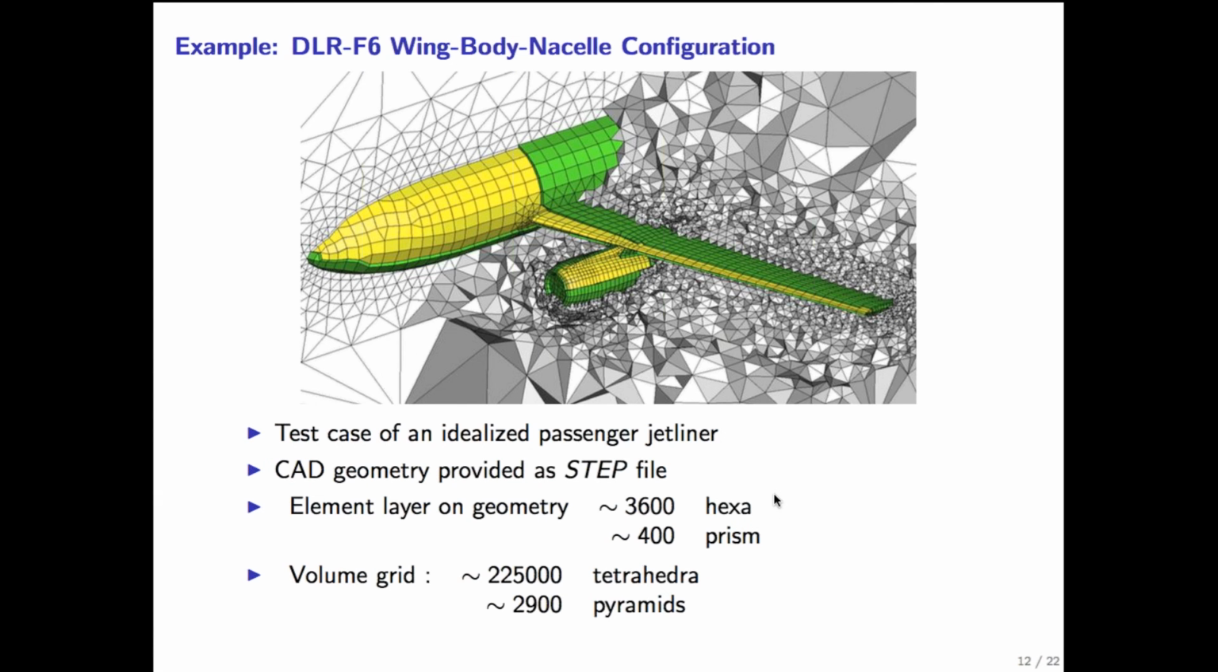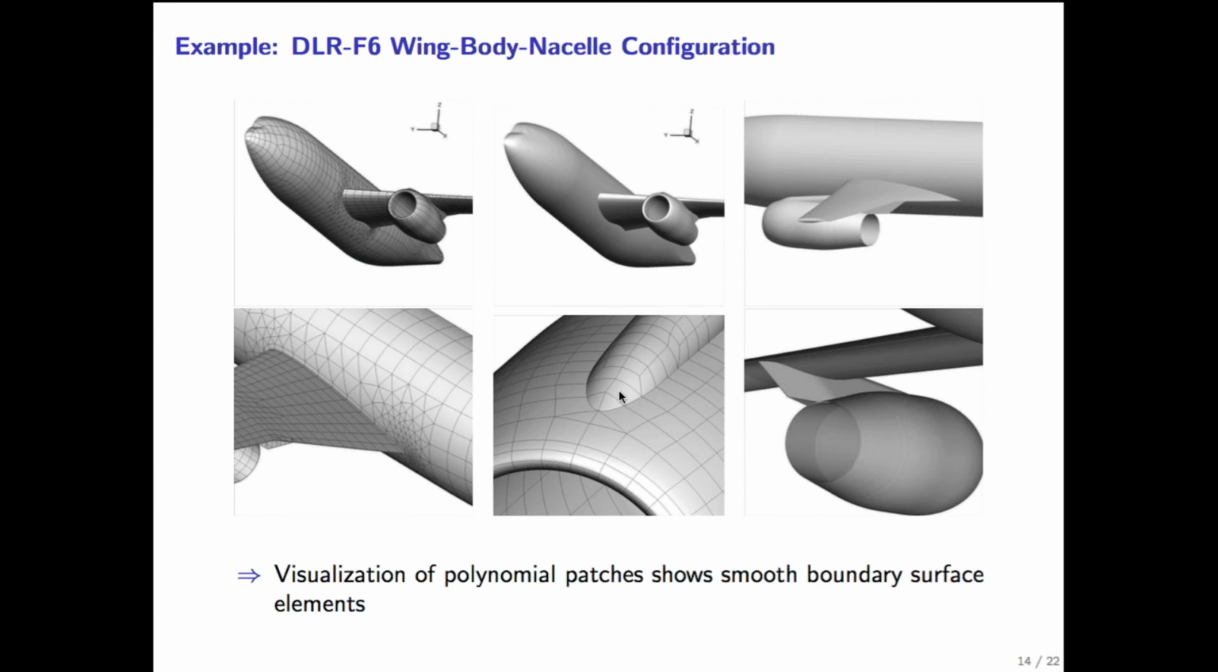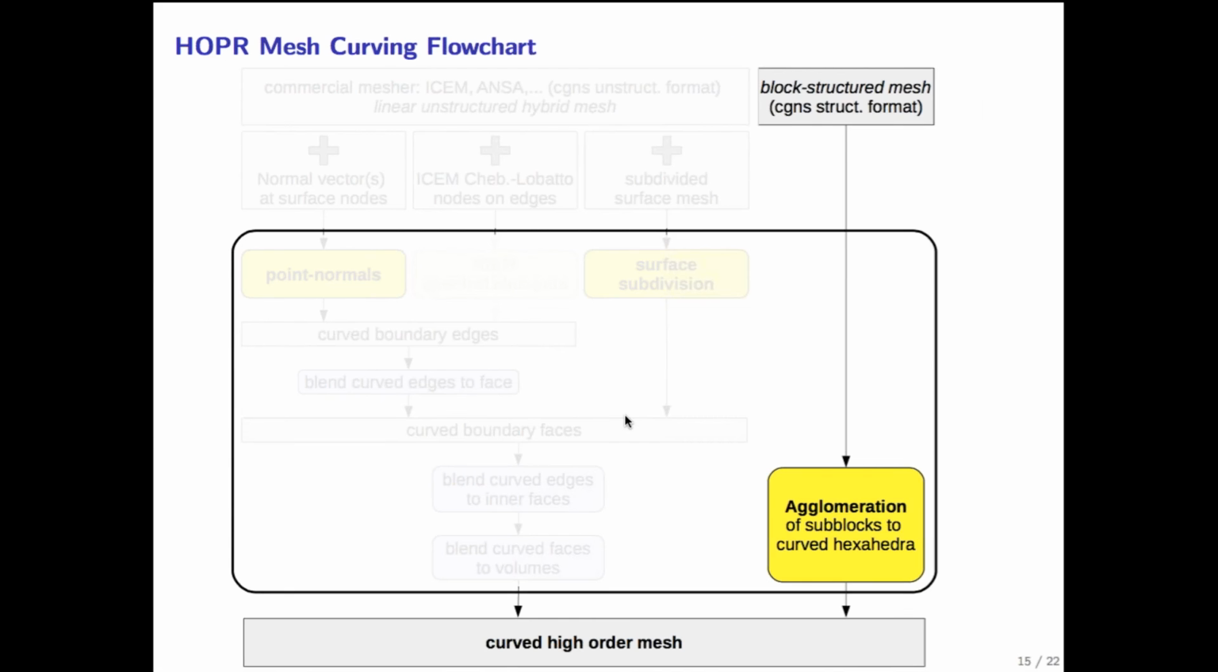And here just a quick example of a very coarse mesh. It's a wing body nacelle configuration. We have hexahedra, prisms and tetrahedra, and here you can see the curved elements of the first element layer. The green sides are the curved sides, and we visualized also the surface mesh. So this is really the polynomial patches visualized, and you see that it basically looks like the CAD surface, but it's really the polynomial patches, I guarantee you. And you can see sharp edges still in the mesh.